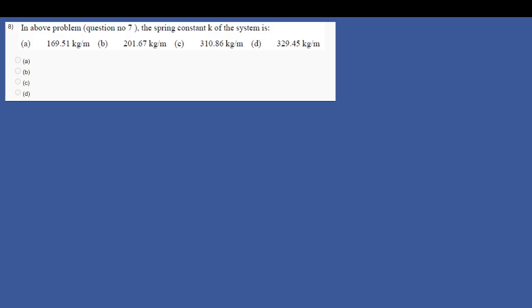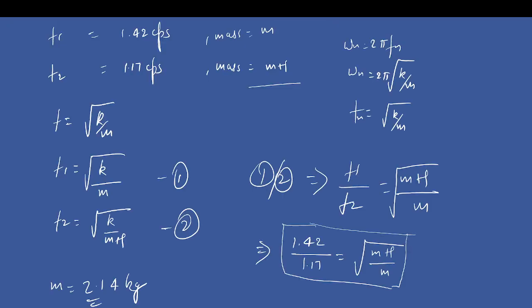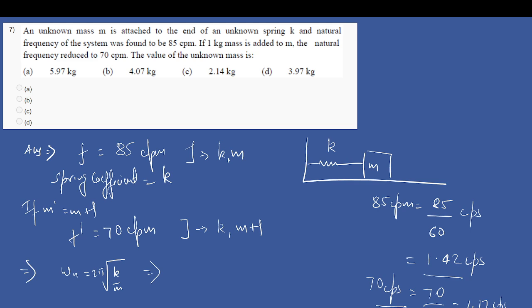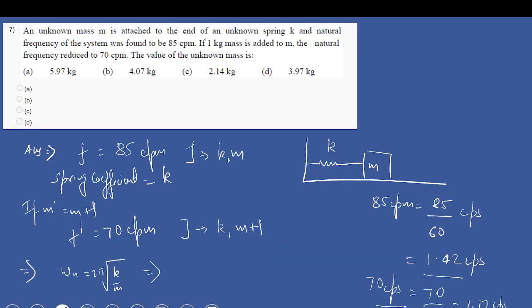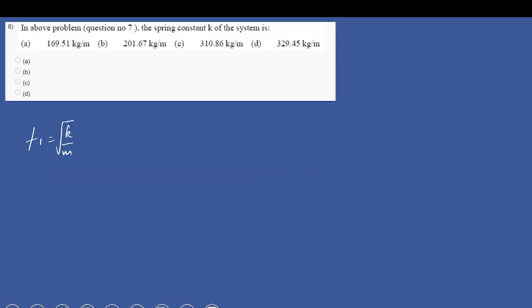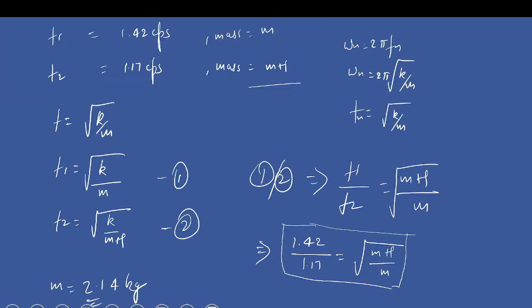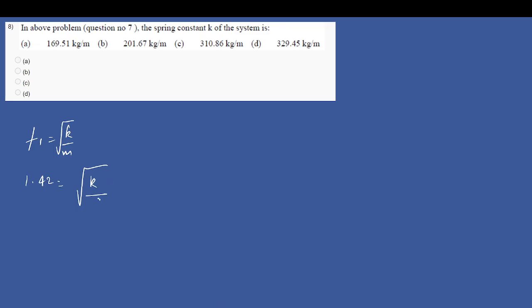So let's move to question number 8. Now they are asking to calculate the spring constant K of the system. We already know M. We know f1 is equal to root over K by M. And f1 is how much? Sir, 2 by 1.4, root. Yes, you can directly take the K formula, and M is 2.14. Now calculate how much is K.